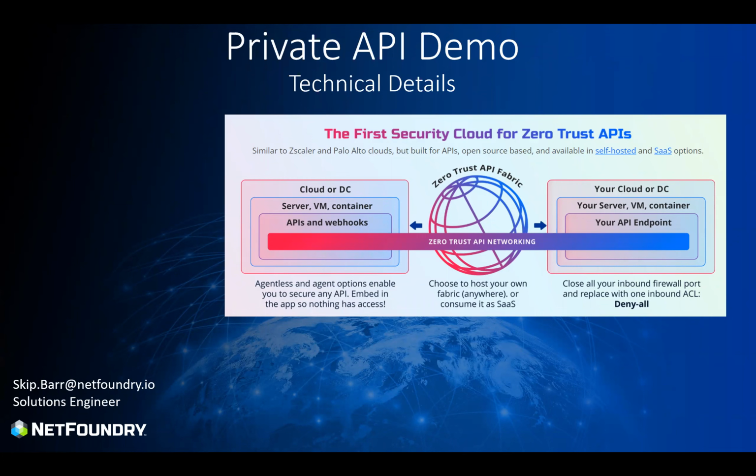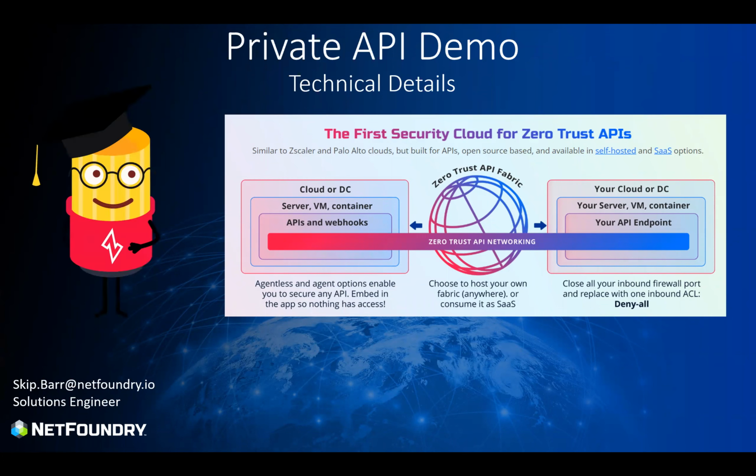My name is Skip Barr, and I'll take you through the required steps to utilize the NetFoundry platform for network access. Today's technical session will demonstrate how to use the NetFoundry platform to securely access your private APIs in AWS. As the API universe continues to grow exponentially, it is imperative that organizations use networking layer 3 methods to secure private APIs in the cloud or data center.